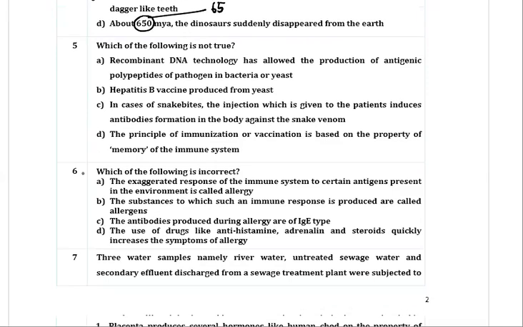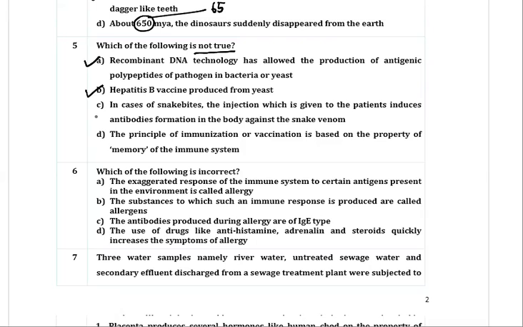Which of the following is not true? Here, the question asks for the one that is not true. So the first statement is: recombinant DNA technology has allowed the production of antigenic polypeptide of the pathogen in bacteria or yeast. This is the correct one. Hepatitis B vaccine produced from yeast is also correct.